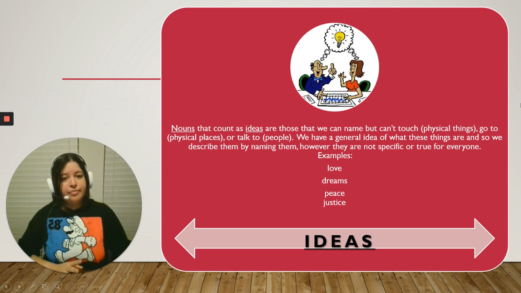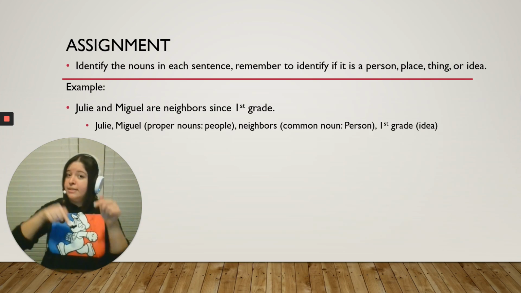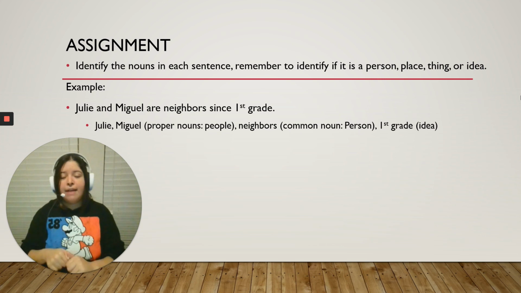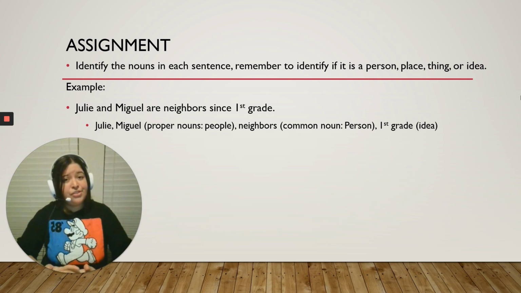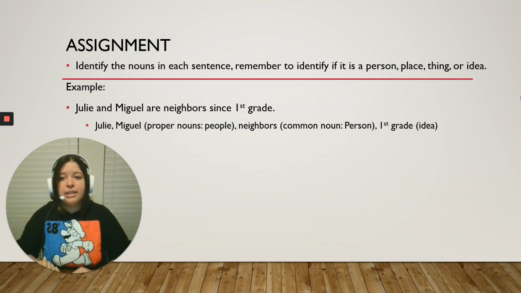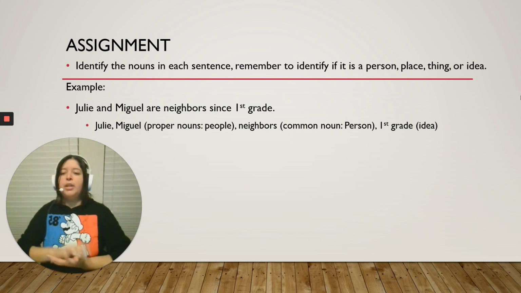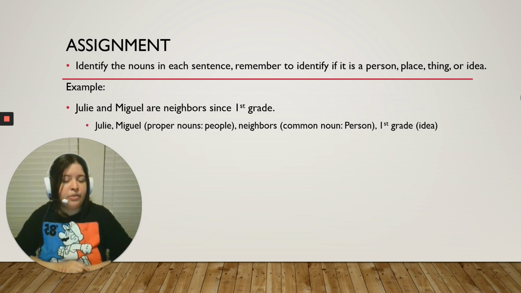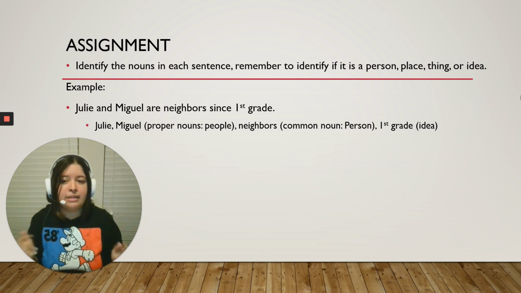So today, our assignment is going to be to take a look at the description box. We're going to have some exercises, and I'm going to need you to identify each noun of the sentence and to identify if it's a person, a place, a thing, or an idea. Okay? Let's take a look at this example so that you can see what I mean. Julie and Miguel are neighbors since first grade. So think about all the nouns that you can see in that sentence.